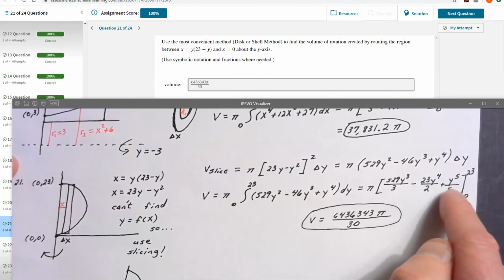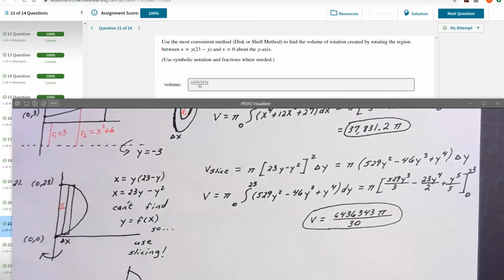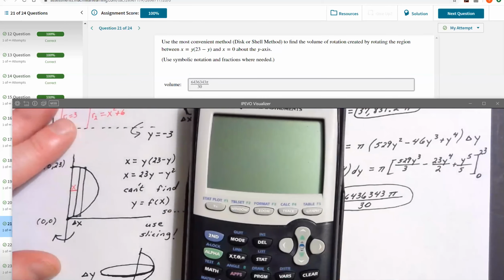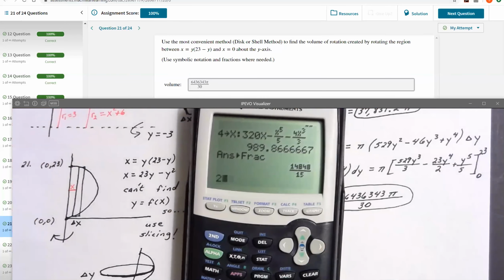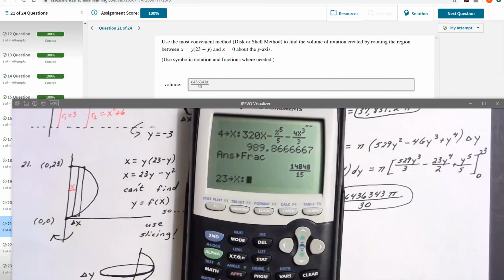And then, of course, plus y to the 5th over 5. You're evaluating this from 0 to 23. Now, this is one of those that your calculator would, I'm sure, or at least mine will struggle trying to get the fraction. So what I did when I evaluated this, I said, okay, I'll say 23, store it in for x, and then let's type in our function.